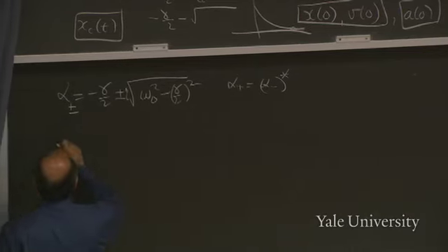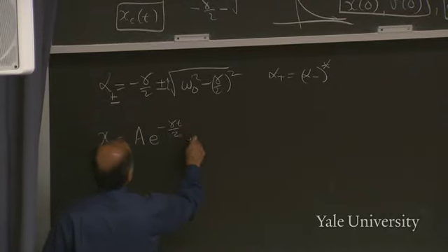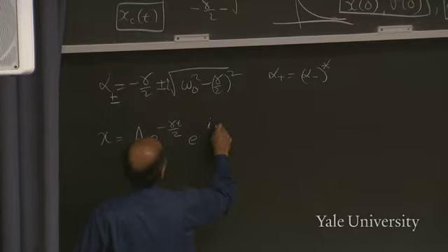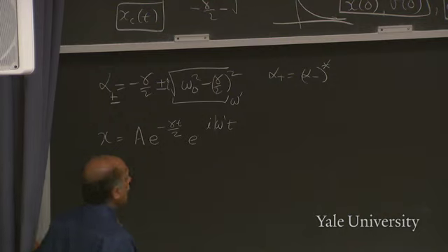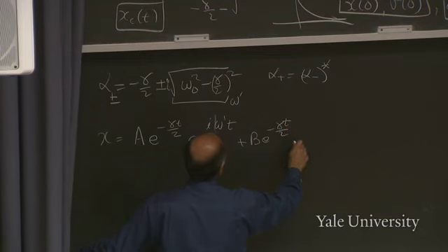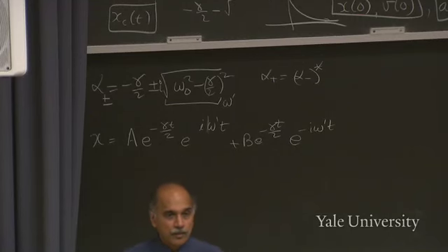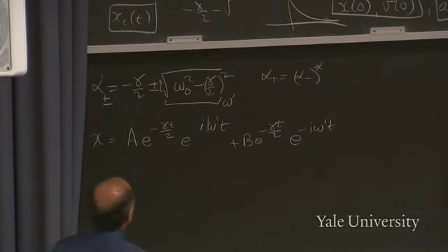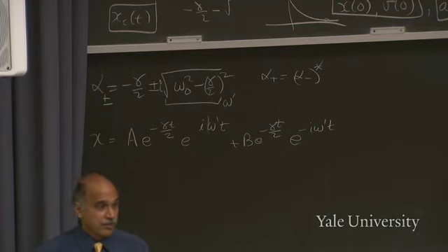So what's the solution going to look like? It's going to look like A e to the minus gamma t over 2 e to the i omega prime t, but I'm going to call this fellow in brackets omega prime. Then there's the second solution. The real part is exactly the same. Imaginary part is opposite, minus i omega prime t. Omega prime is a new frequency connected to the natural frequency and the frictional force. That's why we got three omegas. We've got to keep that in mind.